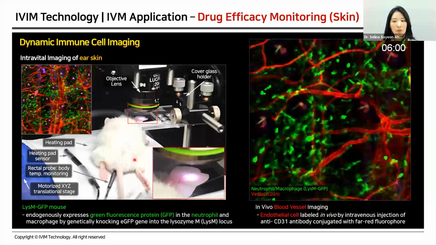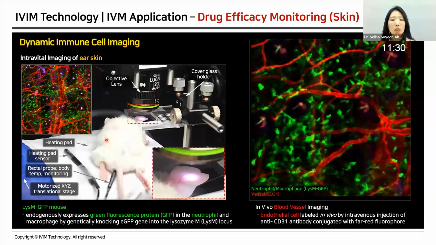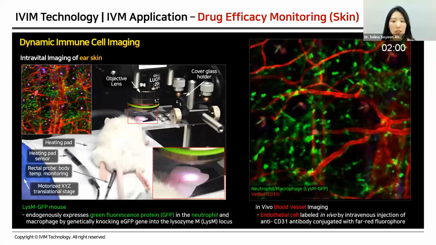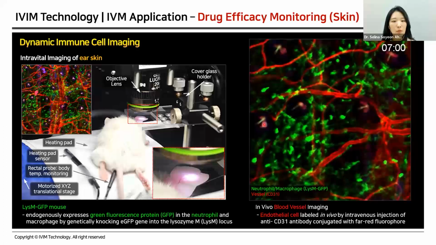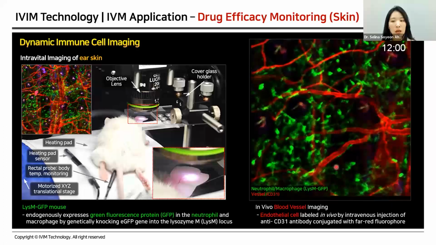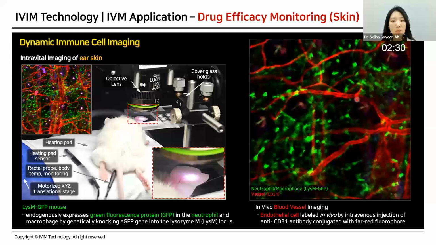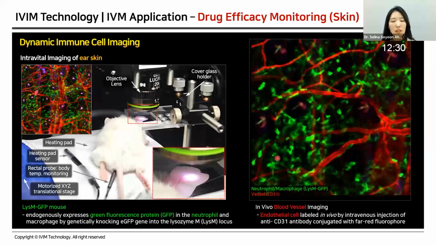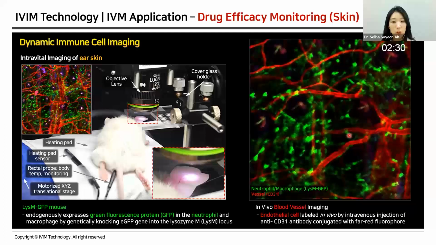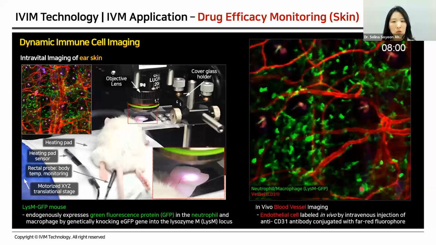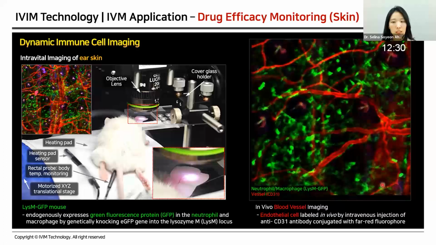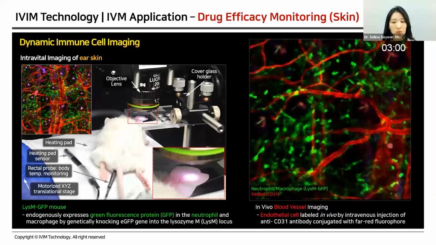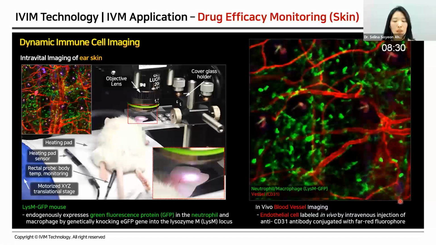So this is in vivo imaging of the ear skin, visualizing the immune cell dynamics in the skin of a Lyz-GFP transgenic mouse, together with the ear skin blood vessels. As we can see here, we could visualize some cell-to-cell dynamics of the neutrophil in the skin, and also acquire the very fast cell dynamics of the flowing neutrophils through the blood flow.